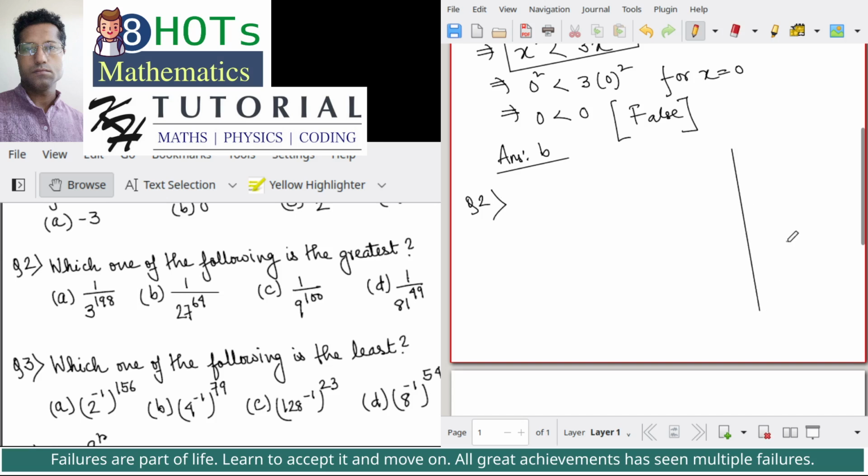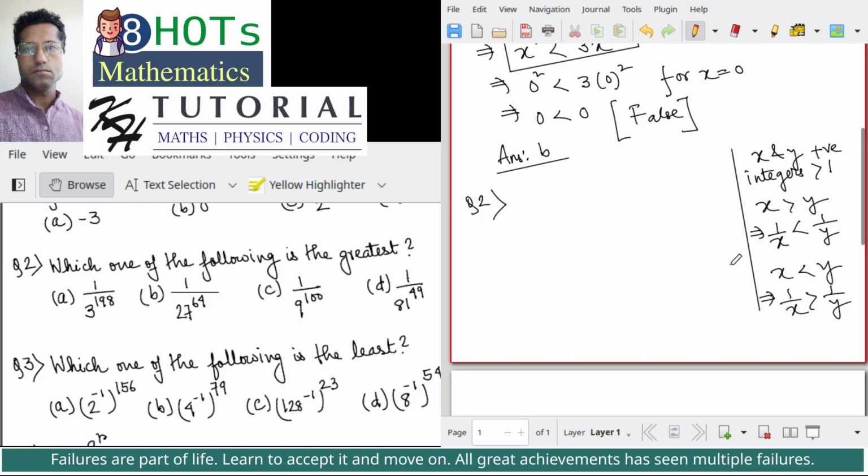Now please note one thing: if x and y are positive integers, let's say greater than 1, then if x is greater than y, this will imply that the reciprocal of x, that is 1 by x, will be less than the reciprocal of y, that is 1 by y. Also, if x is less than y, this will mean that 1 by x will be greater than 1 by y. This thing you must understand.